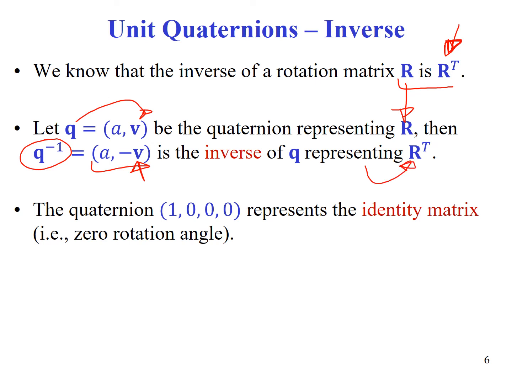Therefore, the inverse rotation of a quaternion is also very easily represented. The identity matrix in a quaternion form is represented like this. This basically corresponds to no rotation or zero rotation angle.